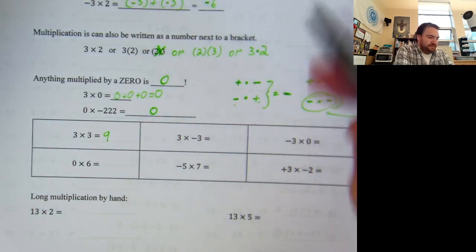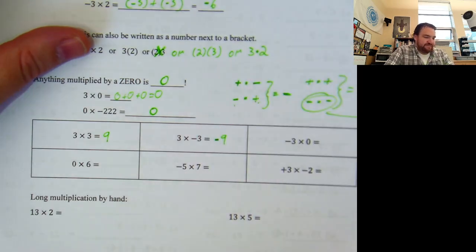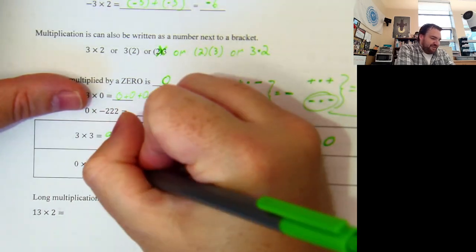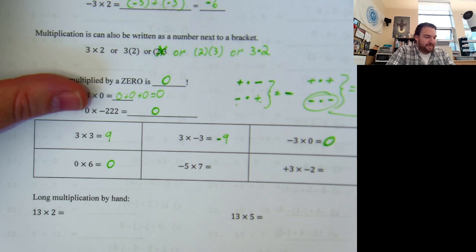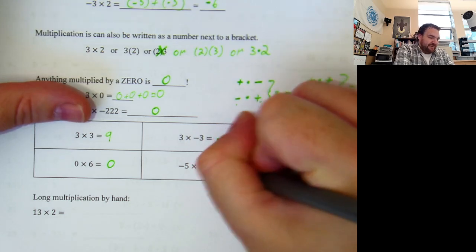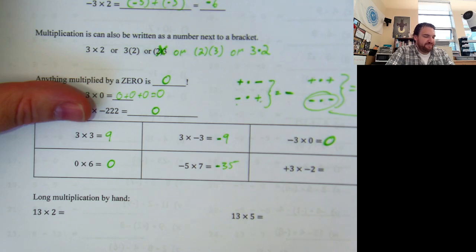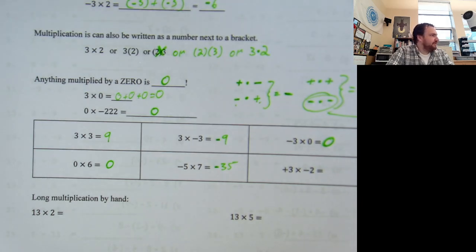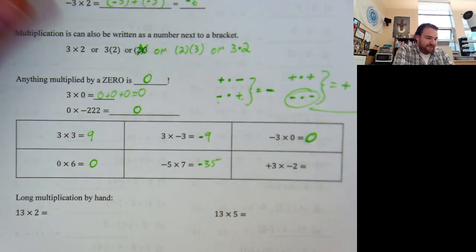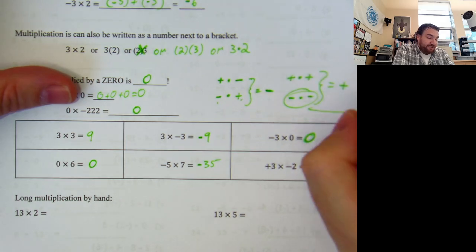3 times negative 3. Positive times a negative is going to be negative, and 9. Negative 3 times 0. Anything times 0 is 0. So then this one's 0, too. I have no groups of 6. If I have 7 groups of negative 5, it's going to be negative, and then 7 5s is 35. 5 7s is not obviously 35, but it's hard to skip count 7s, and easier to skip count 5s if you're in a jam. If I have 3 times negative 2, it's going to be negative because one's positive, one's negative, and 3 groups of 2 or 2 groups of 3 is 6.